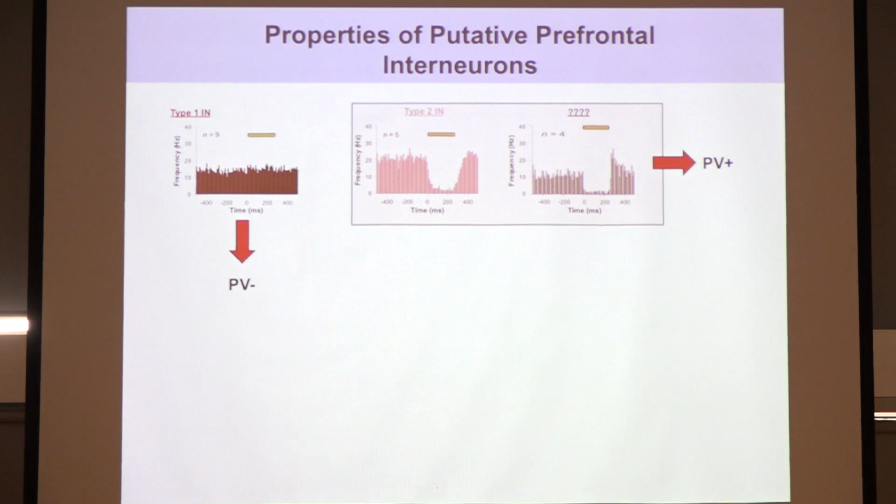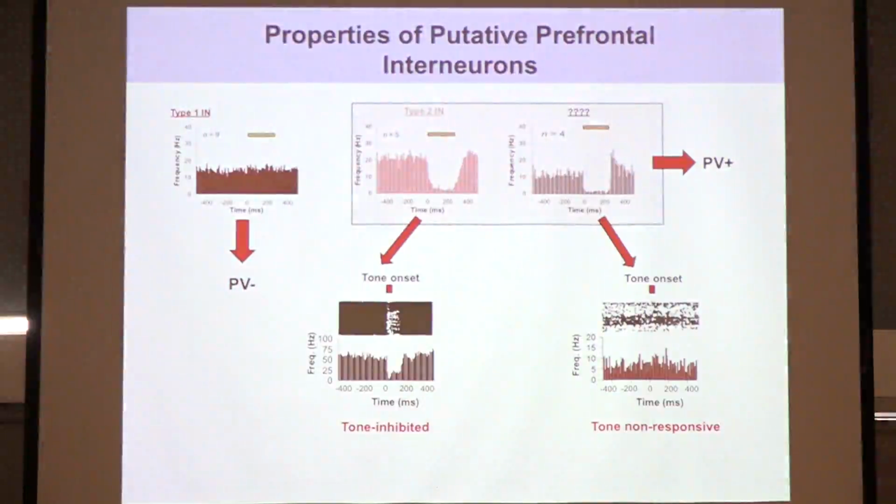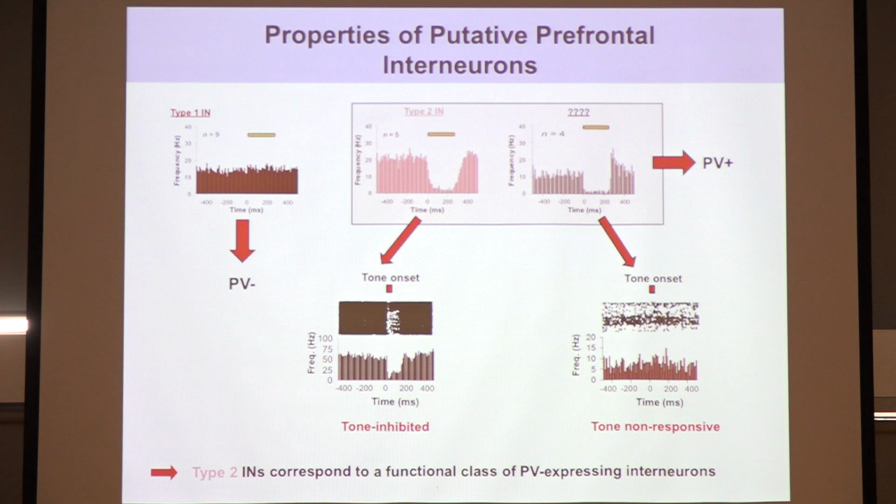So what I'm saying here is that the type 2 interneurons are a particular class of PV interneurons. You have several classes of PV interneurons. Only the type 2 class of interneurons were inhibited during tone presentation. Those guys that were also PV interneurons were not inhibited during tone presentation. So type 2 are a particular, a functional class of PV expressing interneurons.